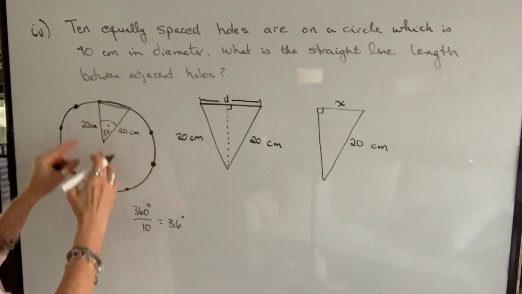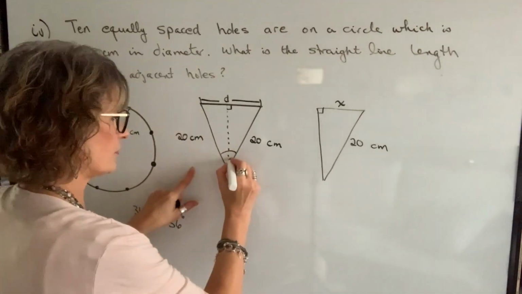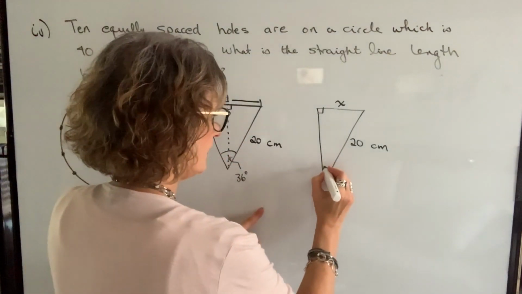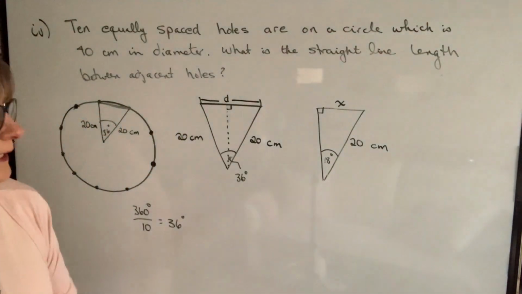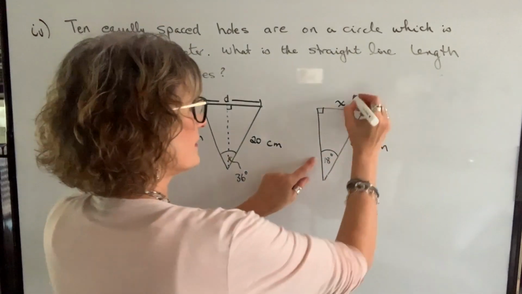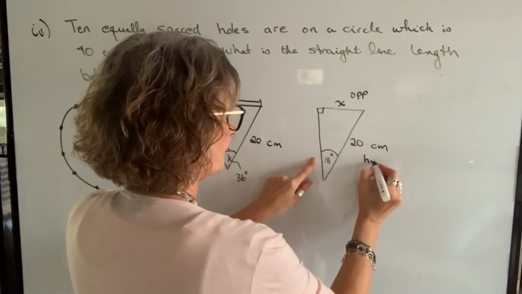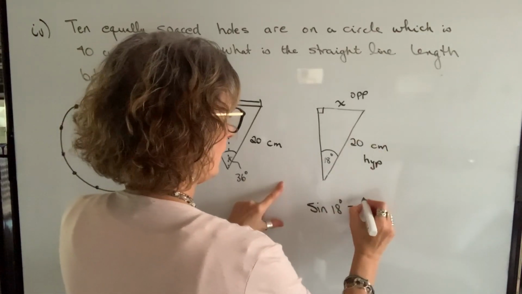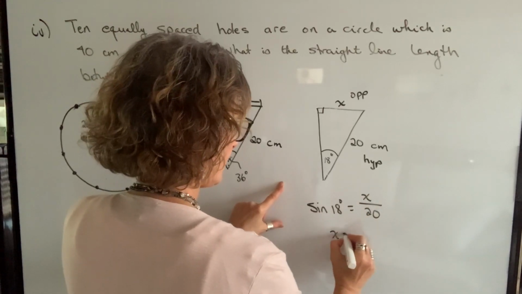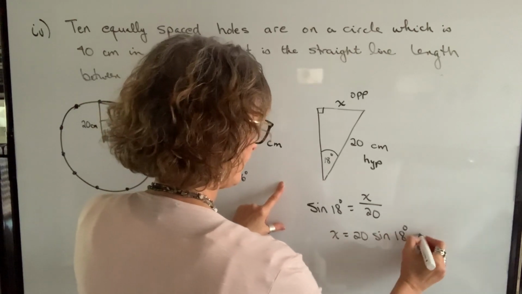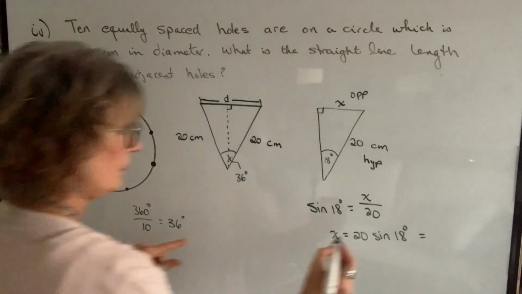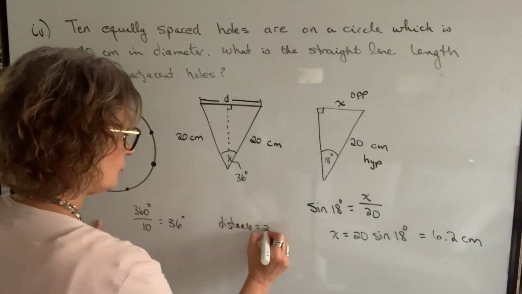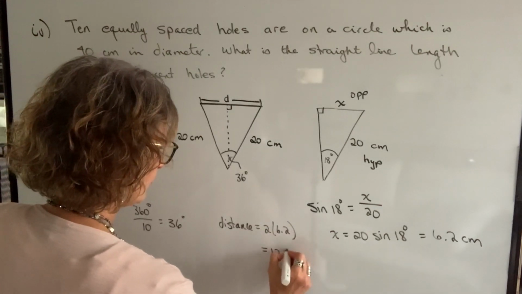And it's going to be 10 of them around this whole circle. So if this angle here is 36 degrees, and this right triangle is bisecting that angle, then I know that this angle here is 18 degrees. Now I have enough information to solve this right triangle. This is the side opposite. This is the hypotenuse. So I'm going to use my sine function. So the sine of 18 degrees will equal the opposite side, which is x, over the hypotenuse of 20. So x will equal 20 times the sine of 18 degrees. And that value is 6.2 centimeters. Therefore, my distance d will be 2 times 6.2, or 12.4 centimeters.